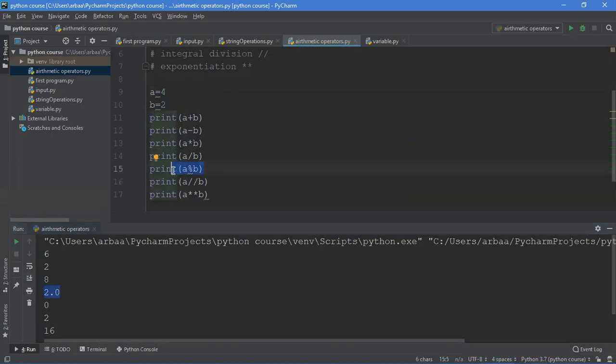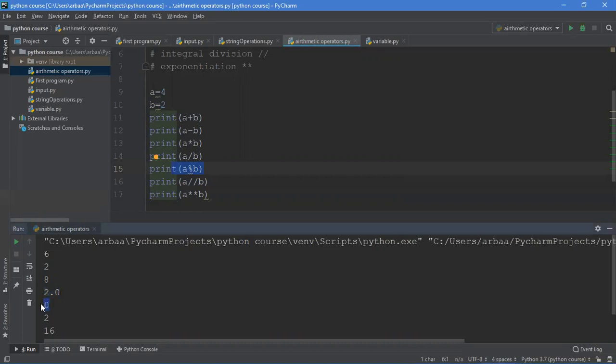Then you say A remainder B. So for example, if we divide 4 by 2, the quotient will be 2, but the remainder would be 0, right? There's nothing remaining from the division of these two things. So the answer would be 0.